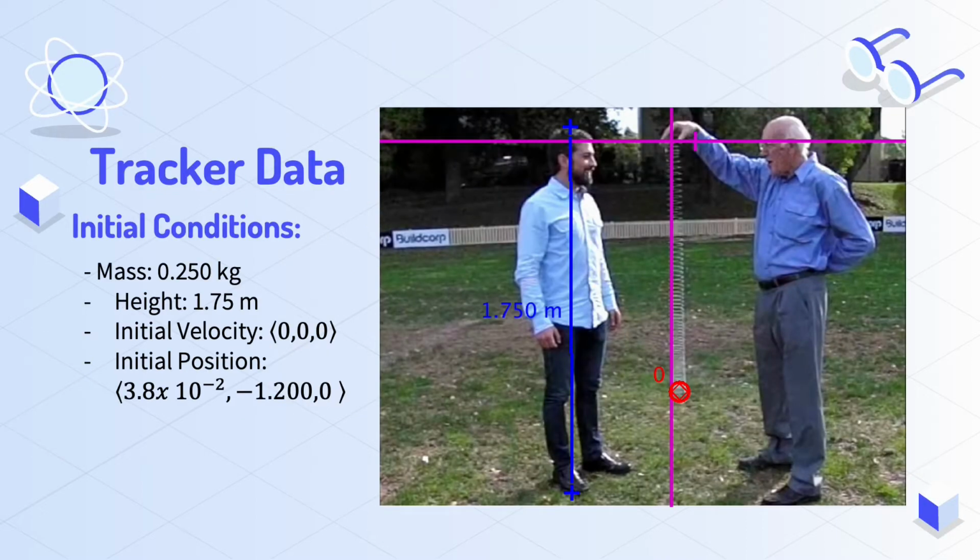I created an observational model of the falling slinky using Tracker. Measurements were calibrated based on the height of the man standing on the left, assumed to be 1.75 meters. The y-axis was aligned with the slinky with the negative direction pointing downward.